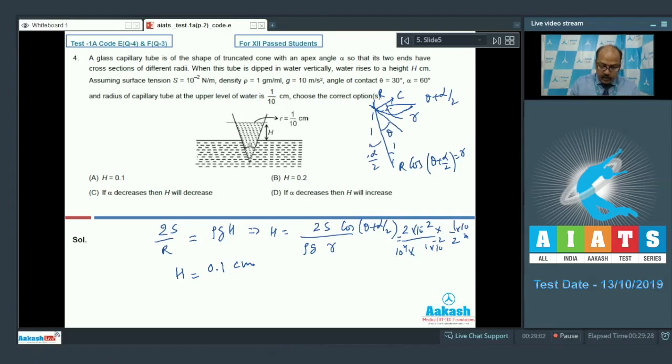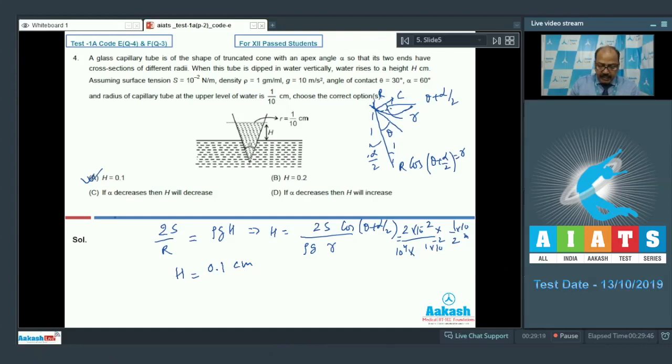Let's look at the options again. Option A says h is 0.1, and we have to find the height. h centimeter is the height. So the value of h is clearly 0.1. So option A is correct and option B is incorrect. Let's evaluate options C and D now.